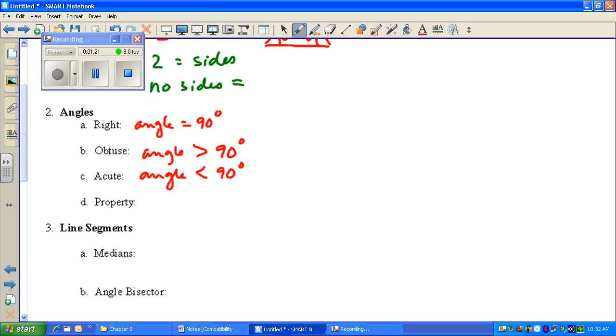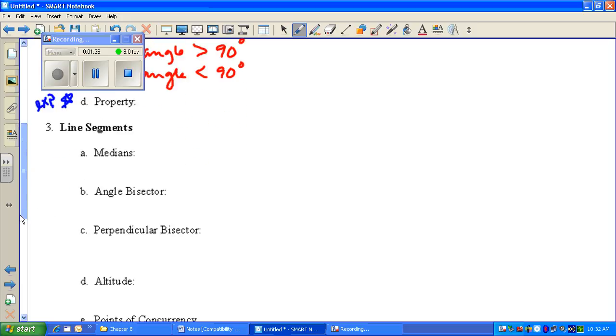Notice I didn't get into the 180 business yet. We'll be talking about angles of a triangle, and we'll come back and do this property as an exploration. So we'll wait to tell you what that's going to be. Line segments.